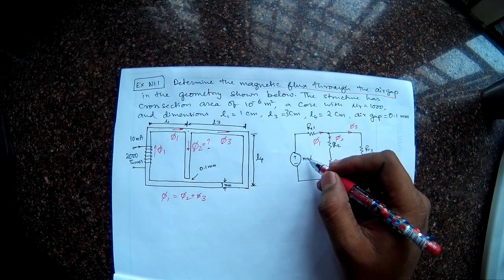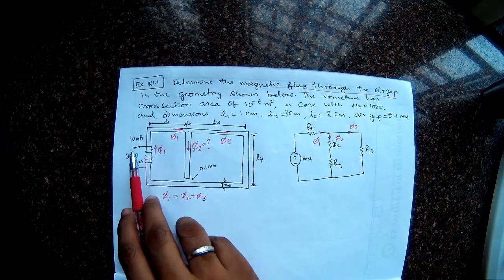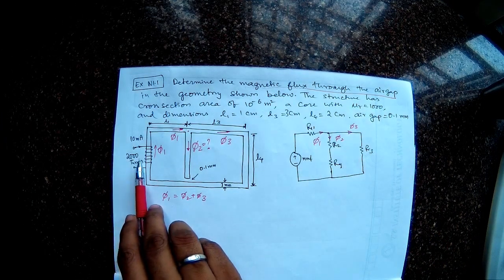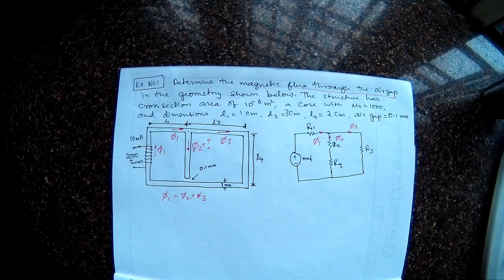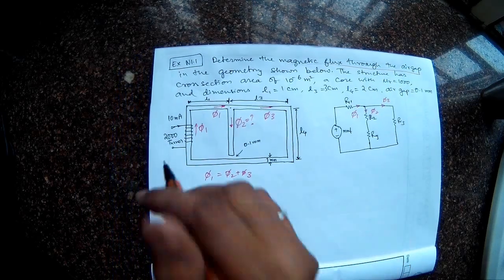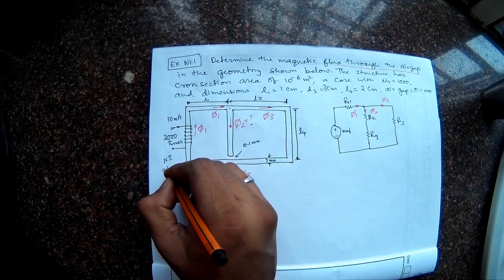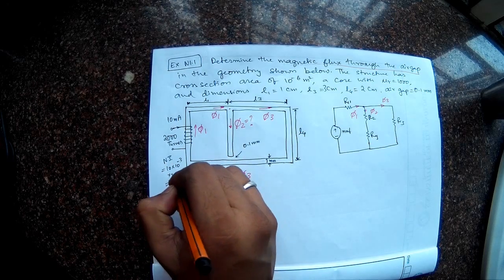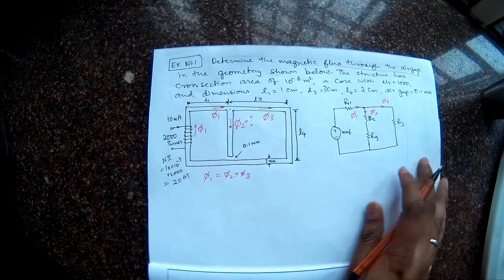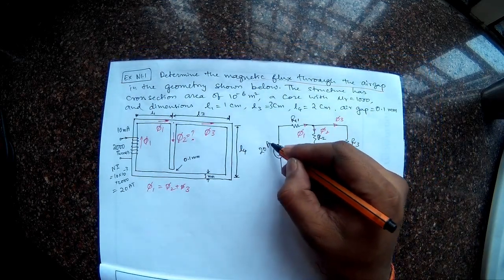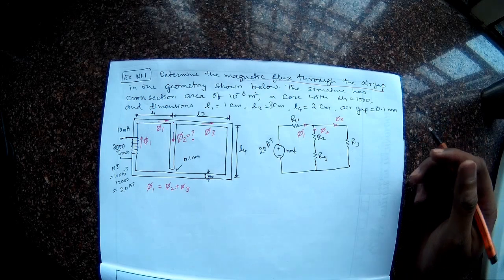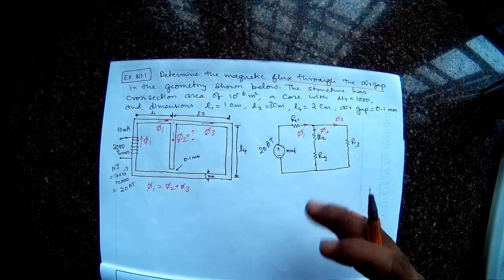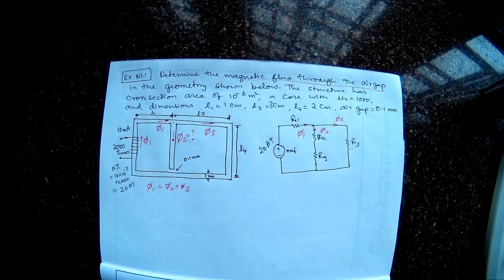Now what about the MMF? If you see, 10 milliamperes is flowing in 2000 turns, so my ampere turns I can find out here. Ni is nothing but 10 into 10 power minus 3 into 2000. So this is nothing but 20 ampere turns. That is my MMF.